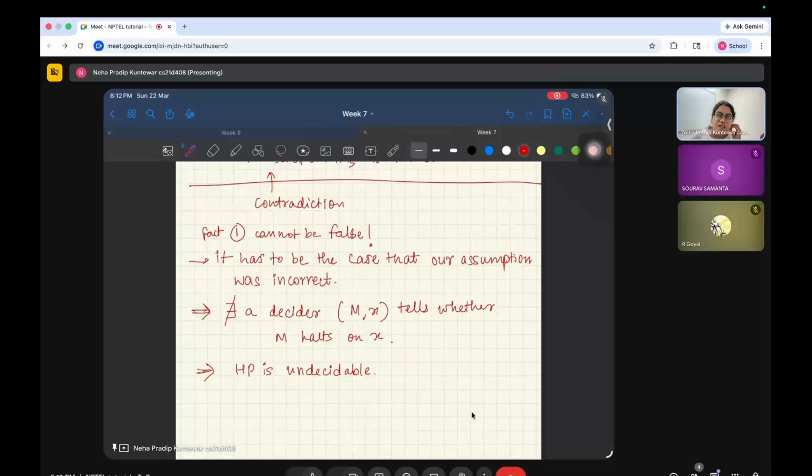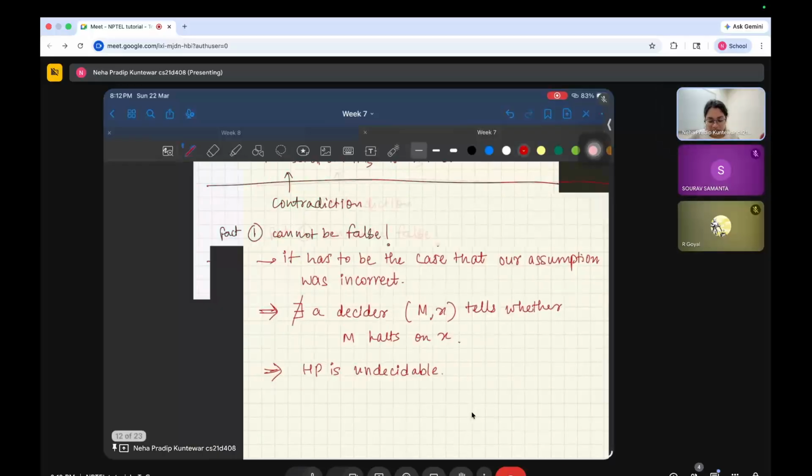There is a smaller argument for it, which is, use the self reference, feed that same machine to itself and see what happens. Yes, yes. Yeah, actually you can do the same thing in this table itself.